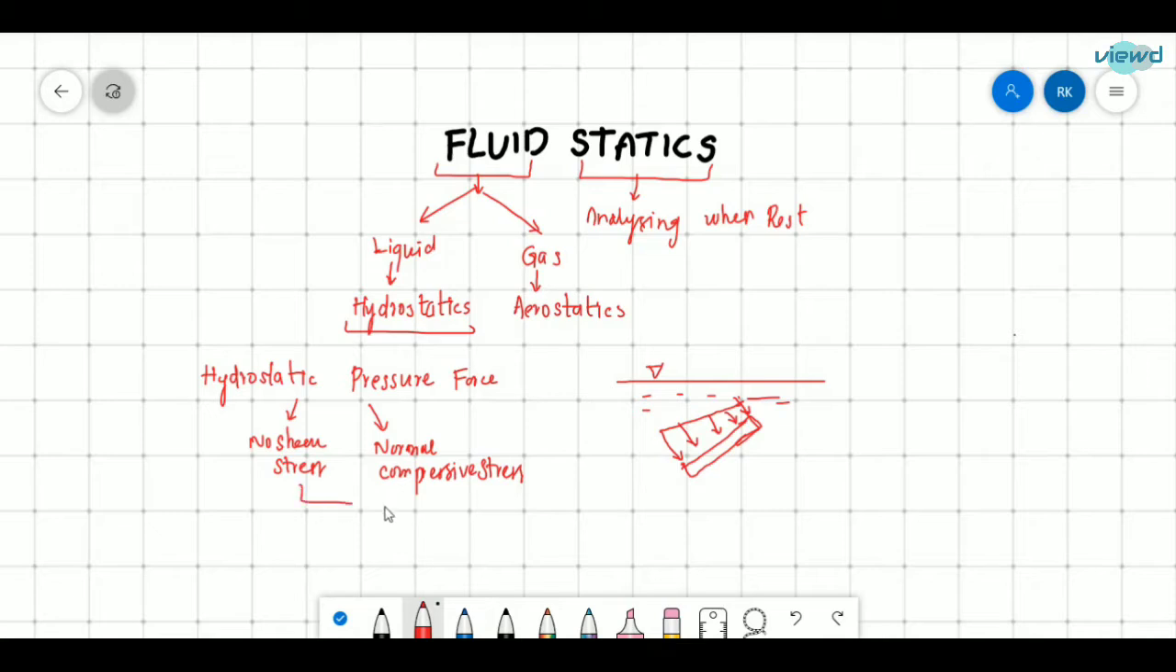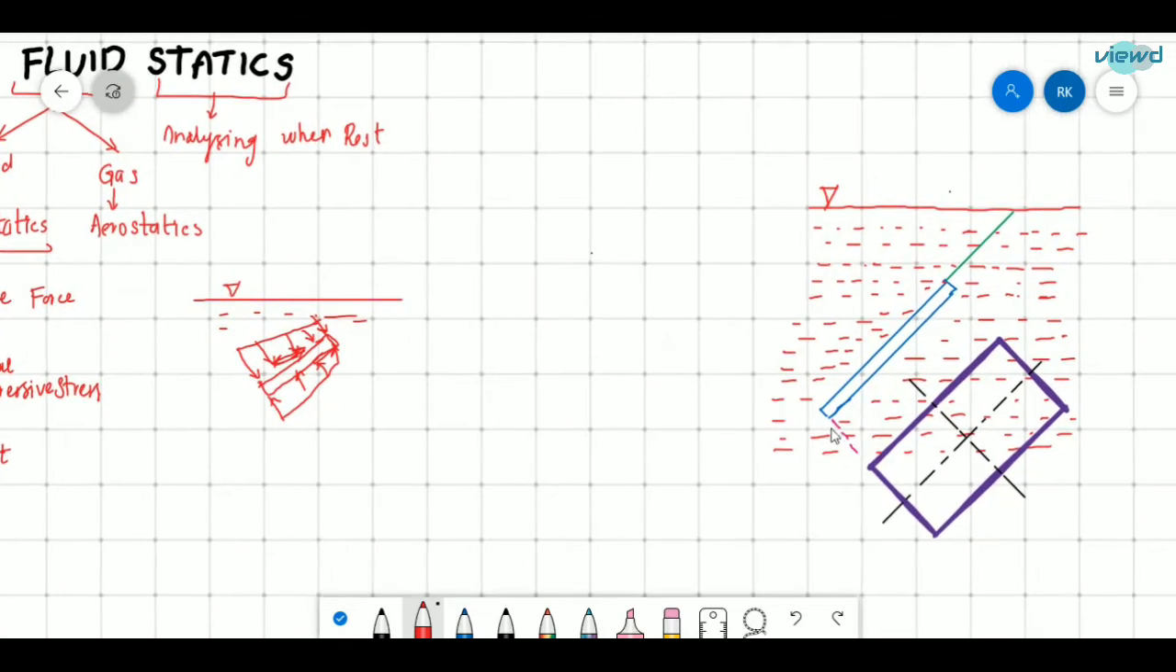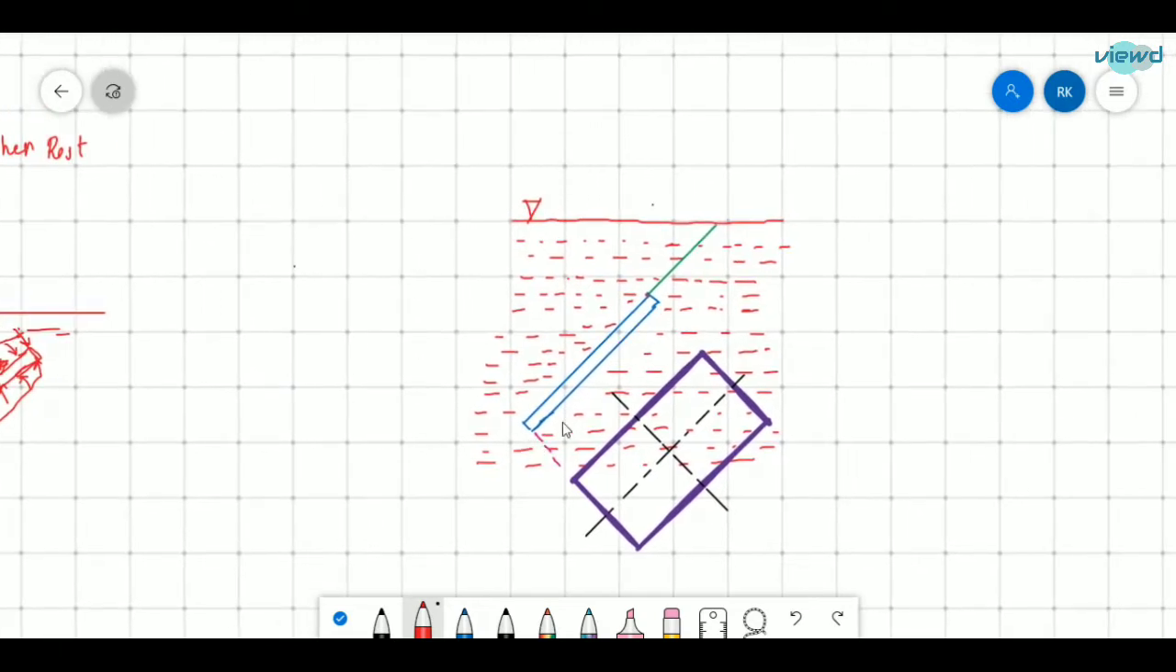This is only in case of rest. When the fluid is at rest, this is applicable. So if we consider this, there will be no shear stress acting on this body and only normal stress, from here it will be in this way. Only normal stress will be acting, no shear stress in this direction will be acting on this body. Now let us see, we have seen how the pressure force distribution will be acting on that body.